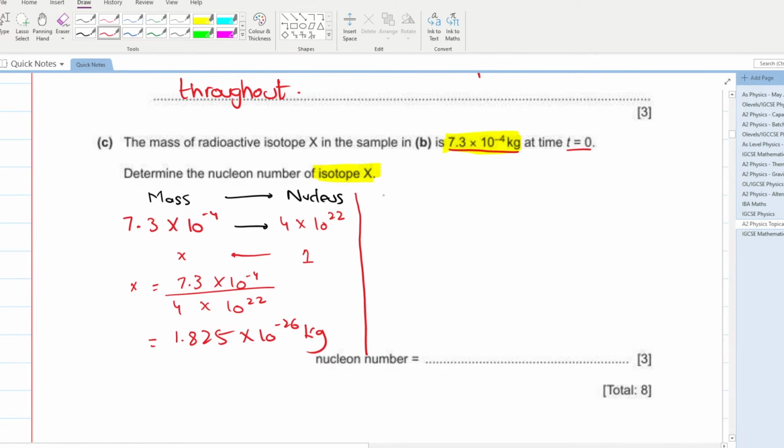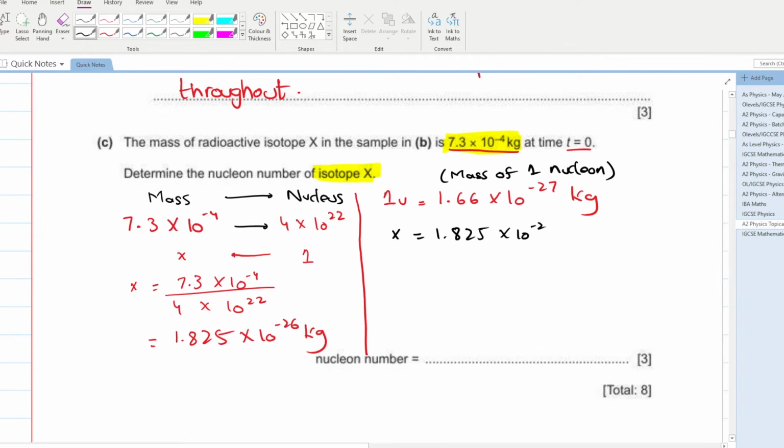Now I know that the mass of one nucleon is 1.66 into 10 raised to the power of minus 27 kg. This is the mass of one nucleon. What was the mass of one nucleus? The mass of one nucleus is 1.825 into 10 raised to the power of minus 26 kg. So how many nucleons will be there in my nucleus? Very easy to find out.